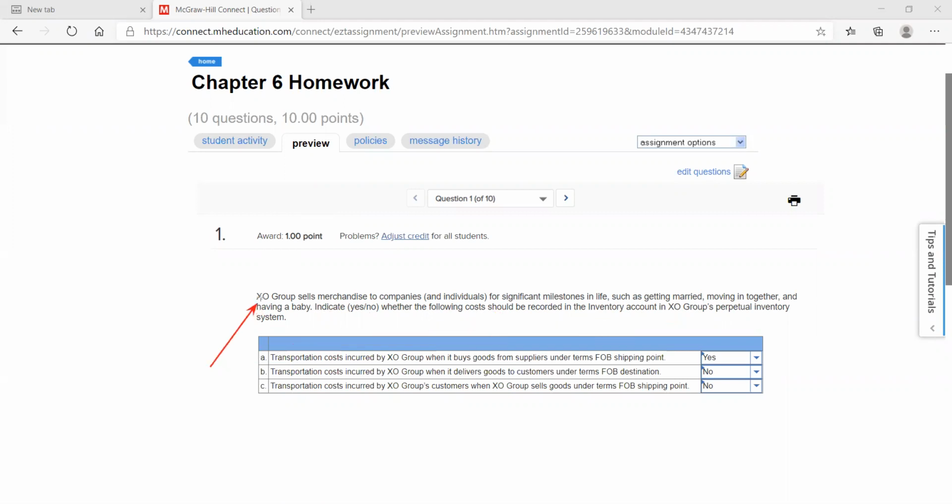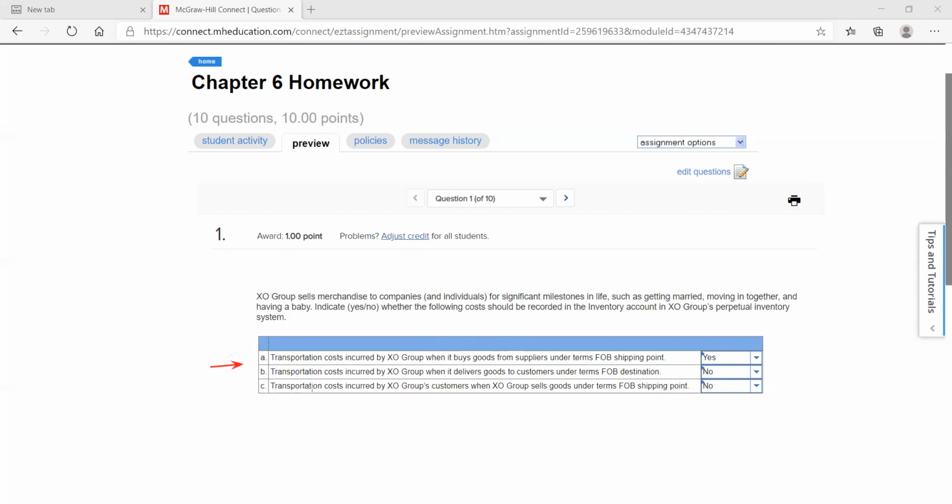So remember, the context of this problem is XO's financial records. Part A says transportation cost incurred by this XO group when it buys goods from suppliers. Notice they're buying the goods from suppliers under FOB shipping point, and the answer is yes. It's their inventory once it is put into that truck or that boat or whatever, because it's at the actual point of shipping. So that is actually their inventory.